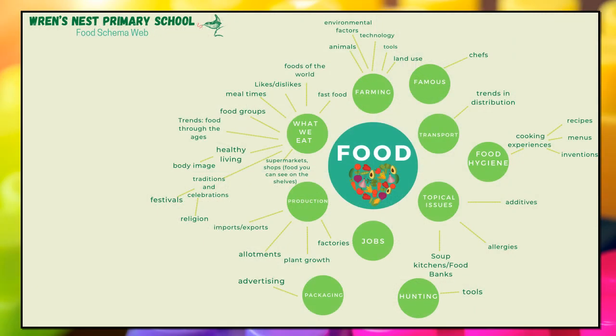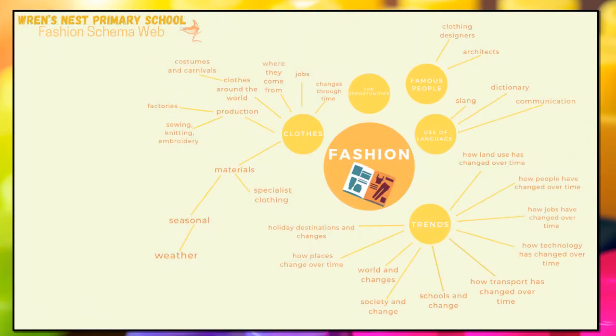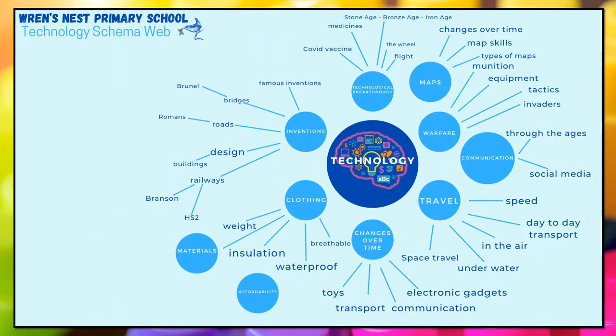Wren's Nest uses schemas to lead our learning. This is our food schema, which links to all other areas of the curriculum. This is the Wren's Nest Fashion Schema Web. It's used to link our learning throughout school. Our final schema is technology. Take a moment to look at the different ways it links our learning together.